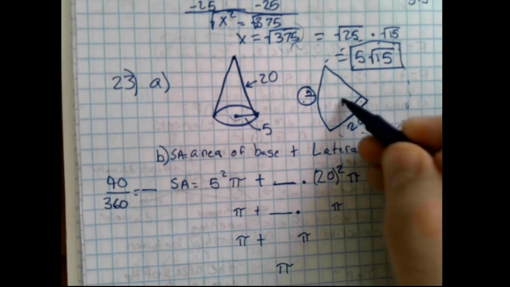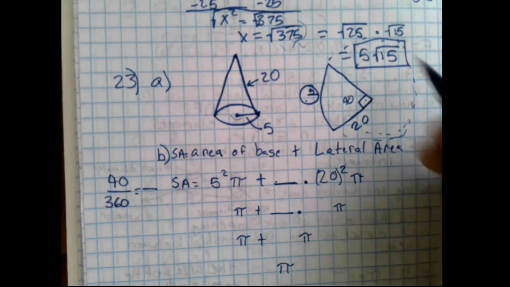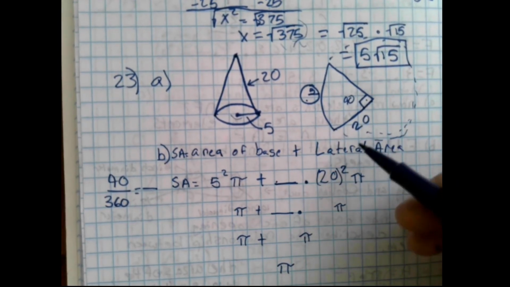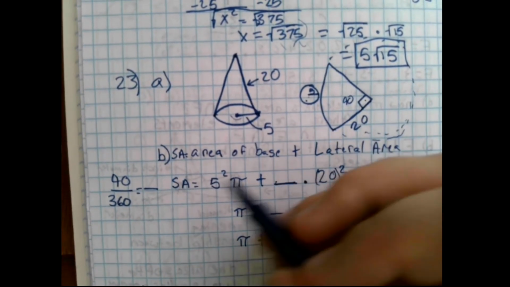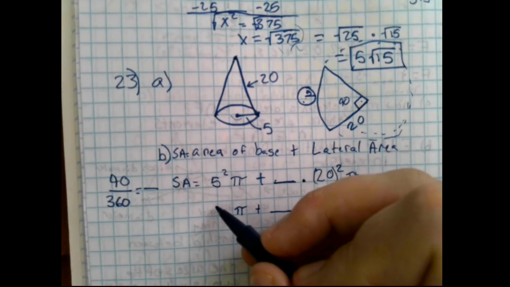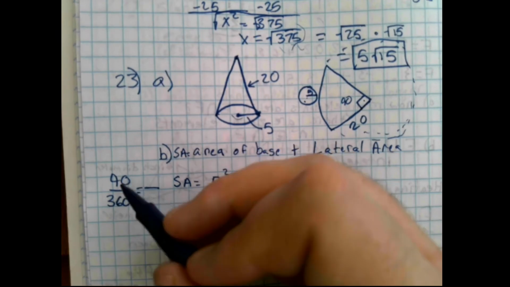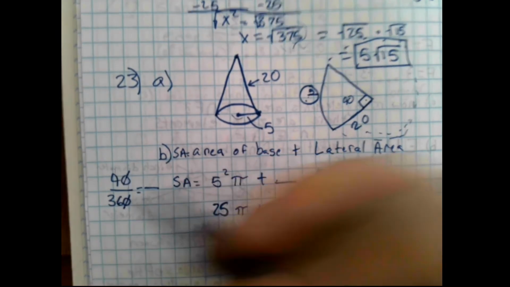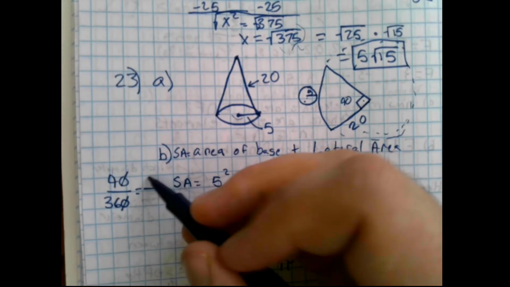This is a 90-degree central angle. So we can find the area of the circle and multiply by the fraction that 90 degrees would be, and the area of this tiny circle, which is just going to be 5 squared times pi. 5 squared is going to be 25. Now, the fraction of 90 over 360, you can cancel a little bit. Divide 9 by 36 would give you 1/4.